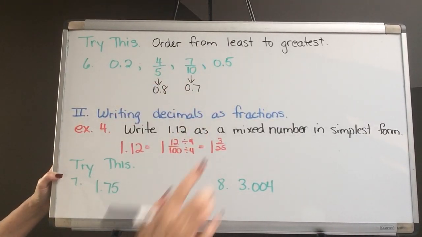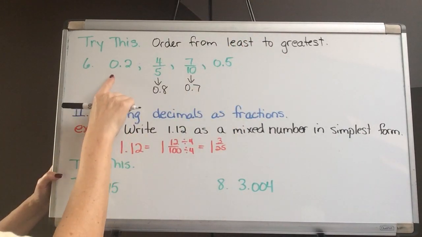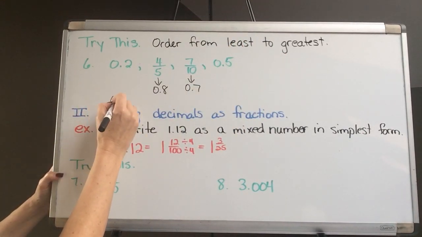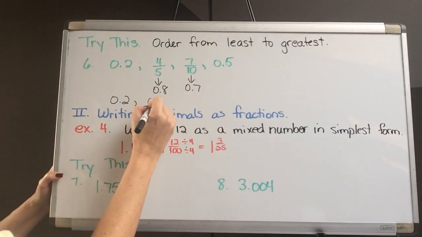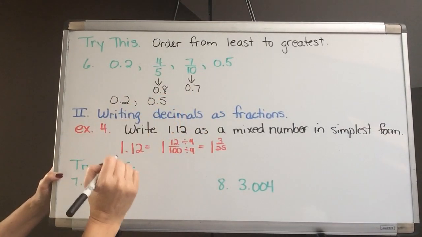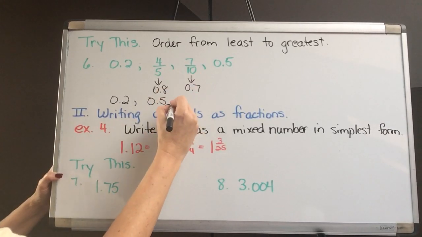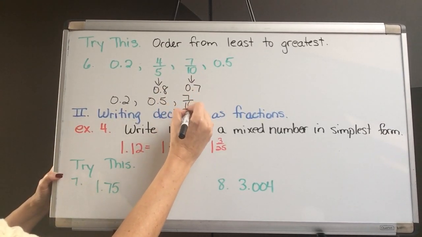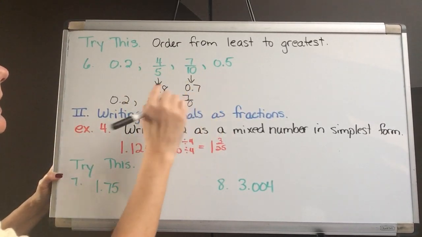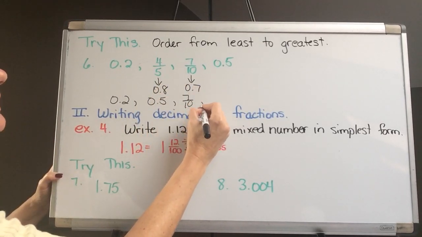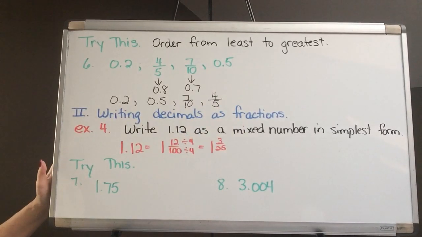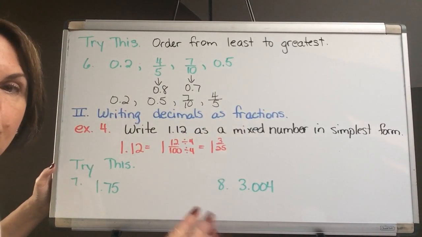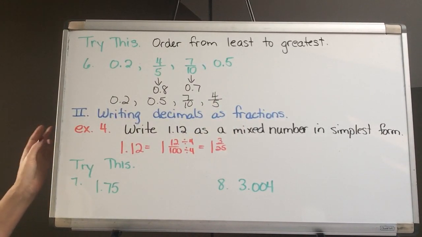So now if I want to go from least to greatest, well, this is my smallest, and its original form was the decimal. Then the next one would be that, 0 and 5/10. Then finally, 7/10 as a fraction, which is the original form, and 8/10 is the largest, and the original form was 4/5. Okay, now we're going to go the other way around, writing decimals as fractions.